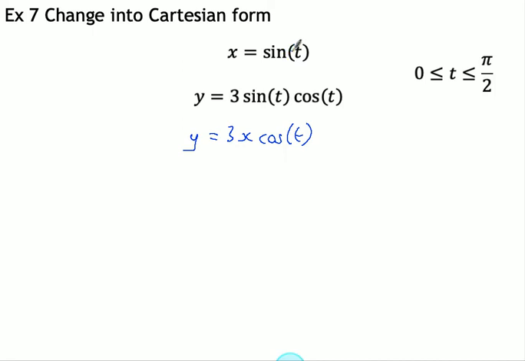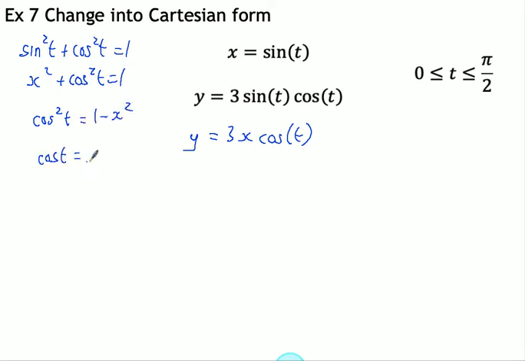So, what do I know? It's the same old story, guys. And sine t is x, so that is x squared plus cos squared t equals 1. So therefore cos squared t equals 1 subtract x squared. And then cos t is the square root of 1 subtract x squared.